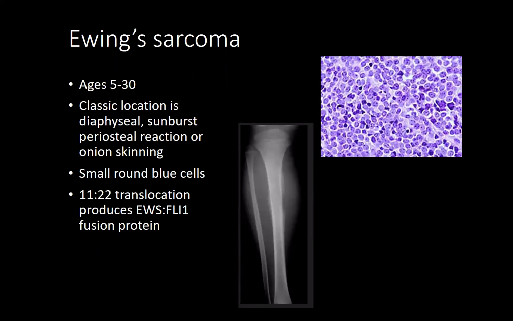Ewing sarcoma, again, younger age group. Sometimes it's more likely to be in the diaphysis location, but you can have it in the metaphyseal location as well. You're going to get the same type of reaction periostally that you do with osteosarcomas. Although I feel like with Ewing's, it's a little bit more central and expands outwards. So you oftentimes see a little bit more of the onion skinning rather than just the Codman triangle. Small round blue cell tumors.